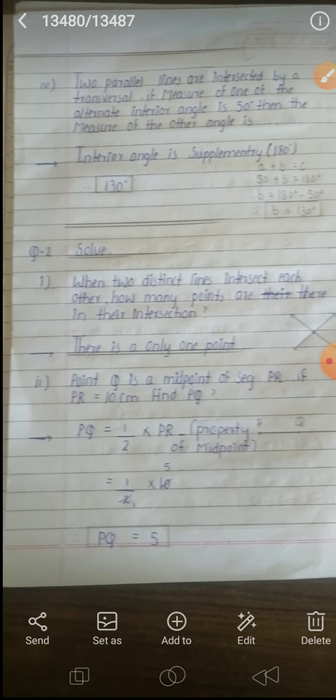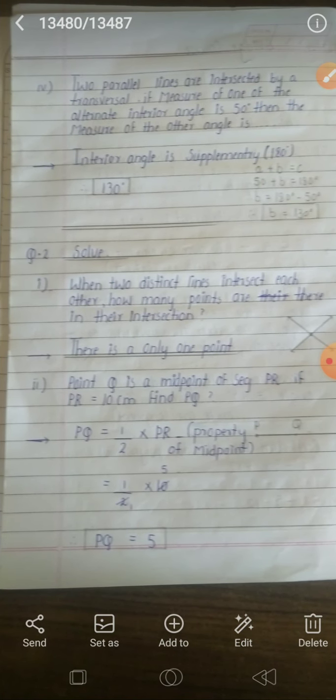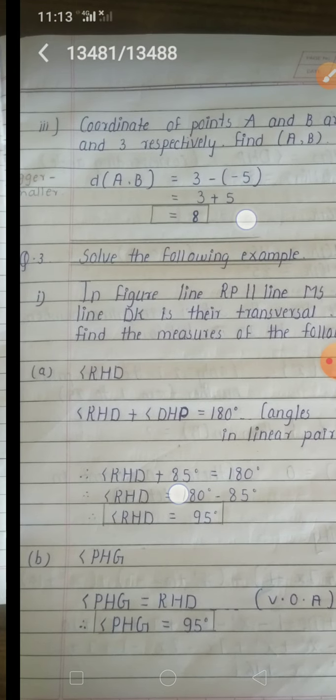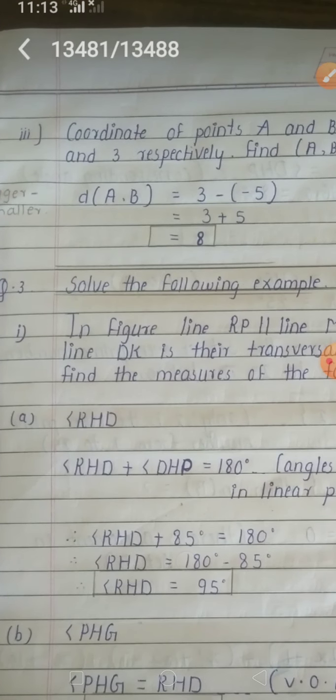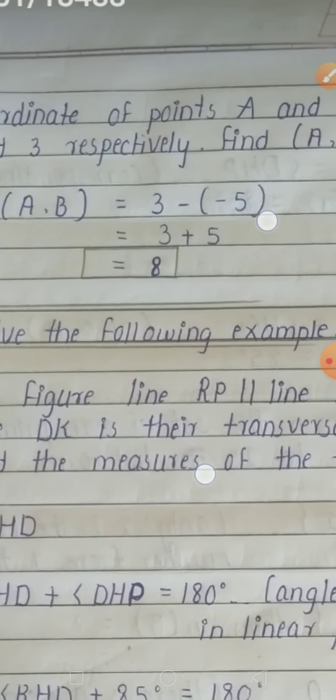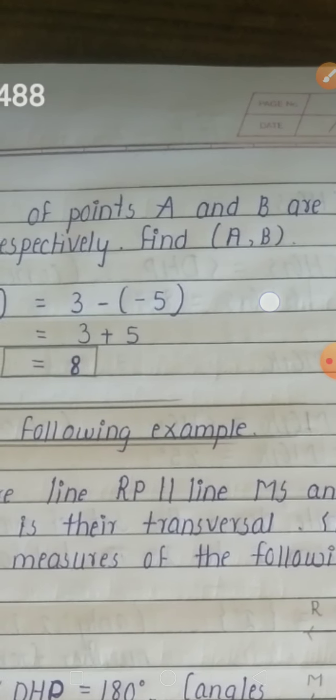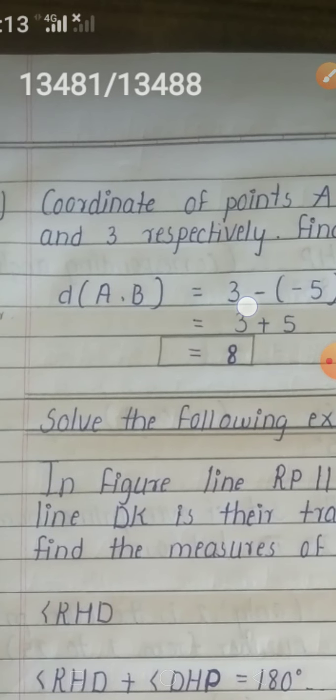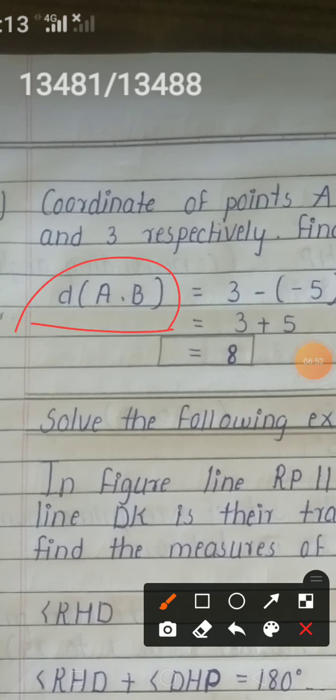So here question 2 has been solved. Okay, and number three: the coordinates of the points A and B are -5 and 3 respectively. That is the distance formula. Distance AB: -5 is the negative, lesser number. Subtract the smaller number from the bigger.